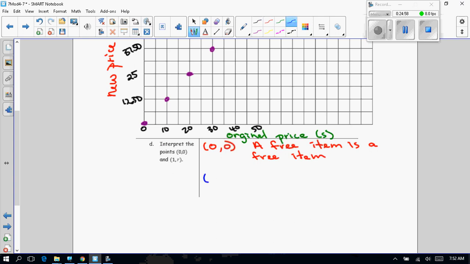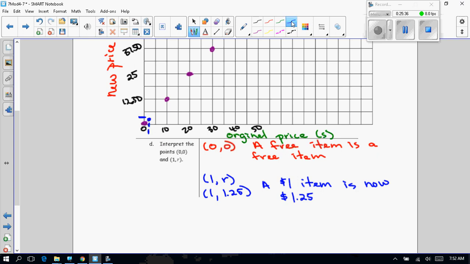What about the point 1 comma R? And you're like, what in the world are we talking about? If I bought something that was $1, how much is it going to cost me over here? Well, if I put 1 into that equation, it would become 1.25. So in other words, a $1 item is now $1.25. That's what that means. I marked it up that way.